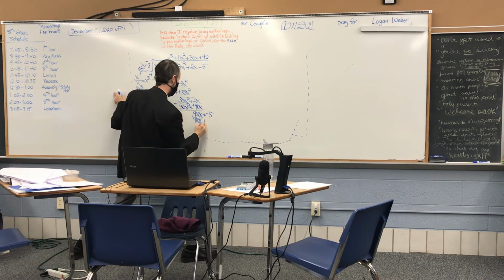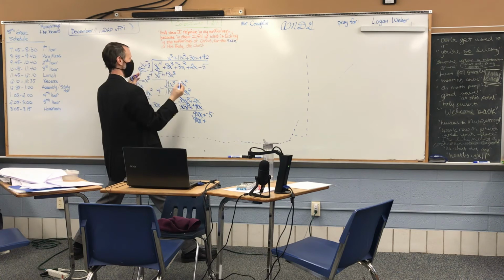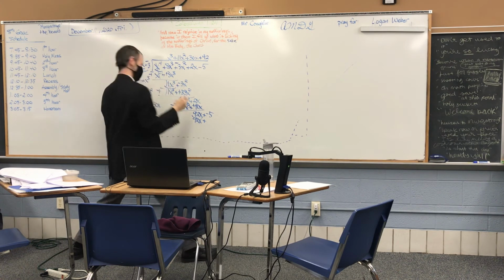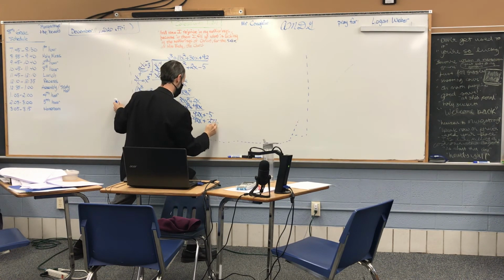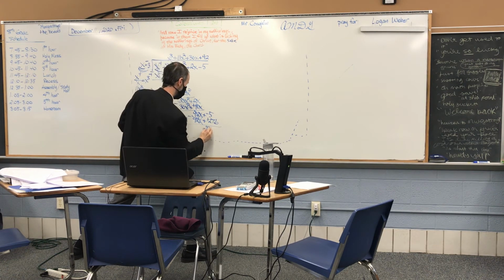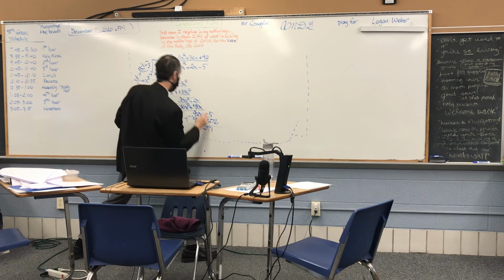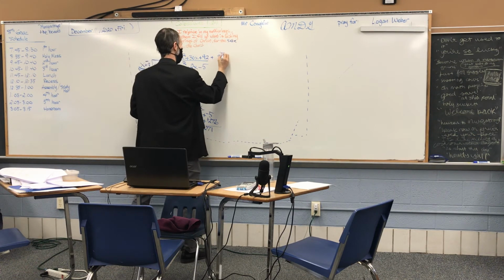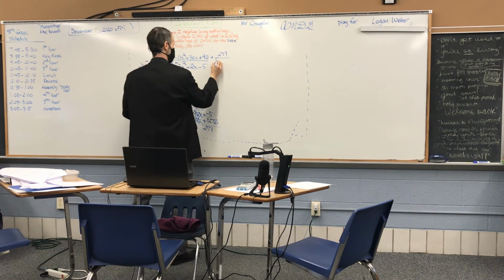Which will become a negative 92x. Positive. Negative 276, positive 222. Hold on a second. Add the opposite. Positive 271. Okay, plus 271 over x minus 3.